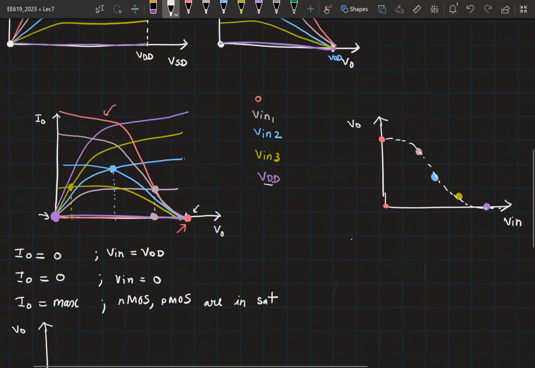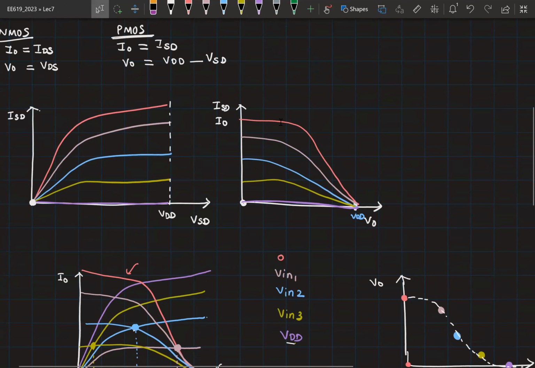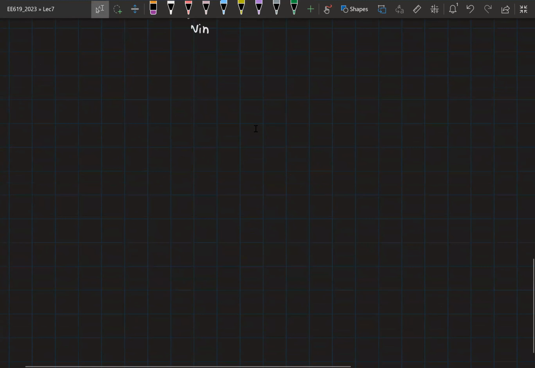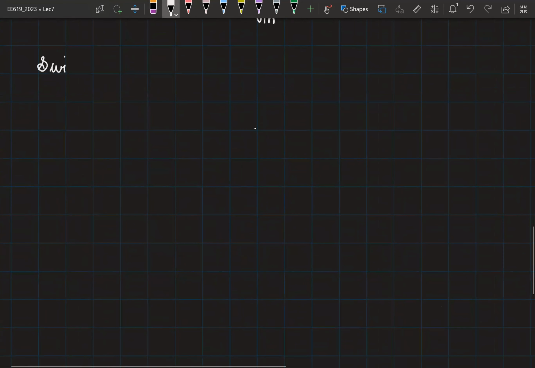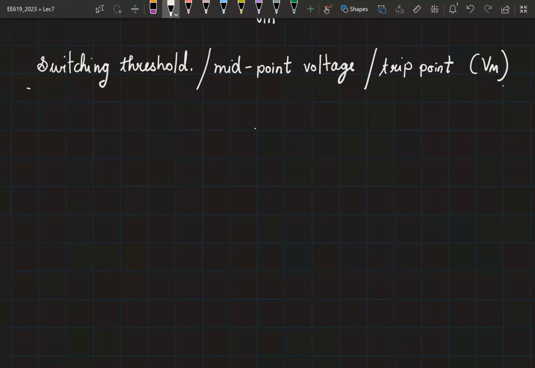Okay, good. So now let us move on to a few points regarding the switching threshold of the inverter. What is another name for this? Midpoint voltage. This is also called the trip point of an inverter. And like I mentioned, we usually represent it using the variable Vm.